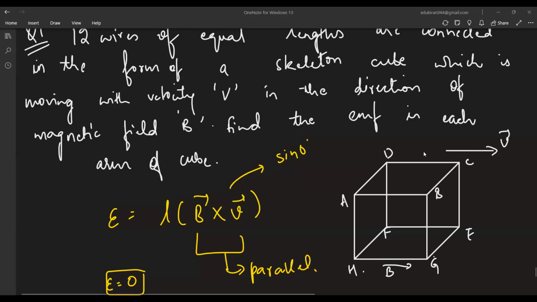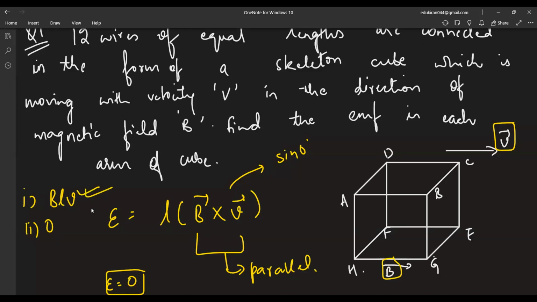So that's why, as soon as you see the figure, V and B are parallel straight away. In your options, one option will be saying BLV, one option will be saying 0. So BLV would sound more appropriate over here, but the actual answer is 0 because both of them are parallel to each other. Sine 0 becomes 0 here. Fine. This is the question which I wanted to discuss.